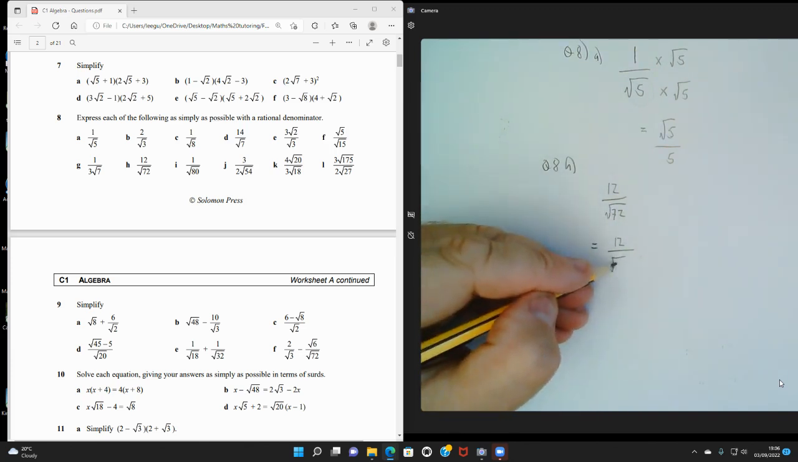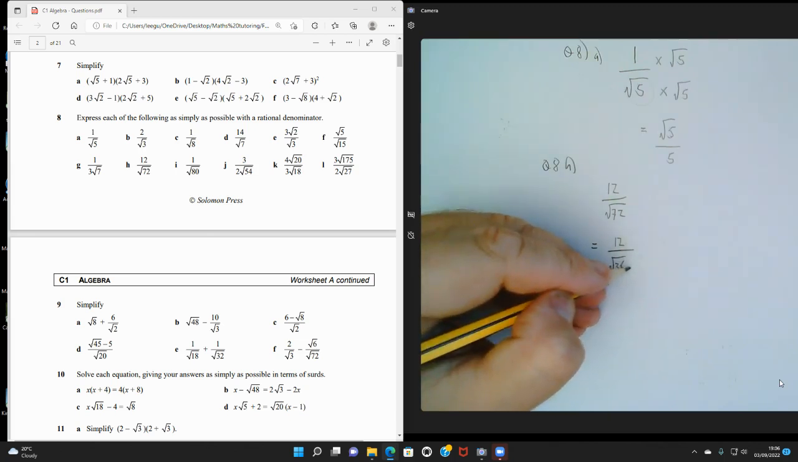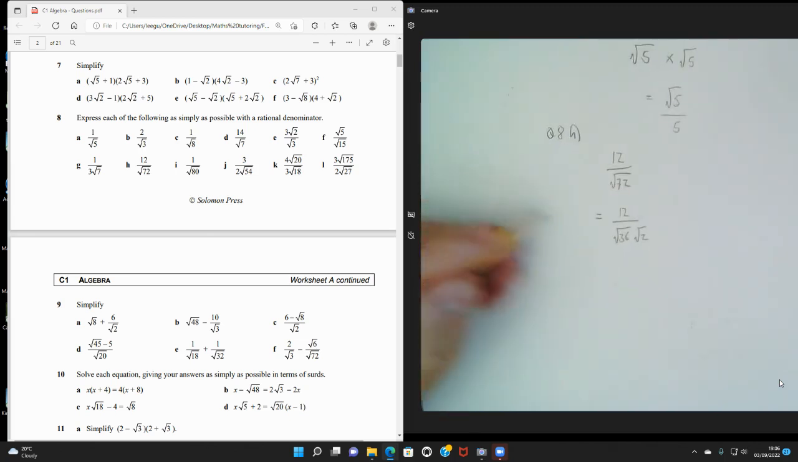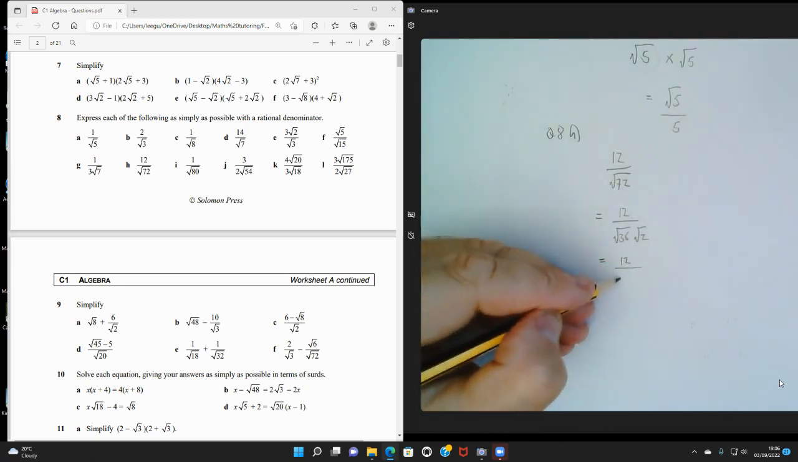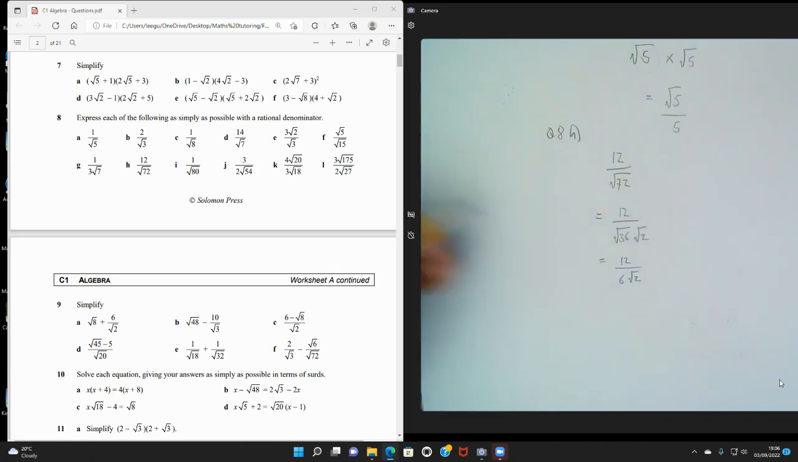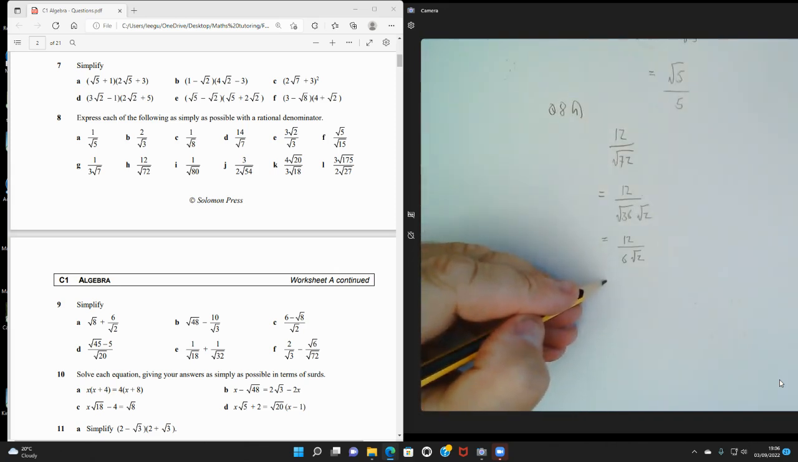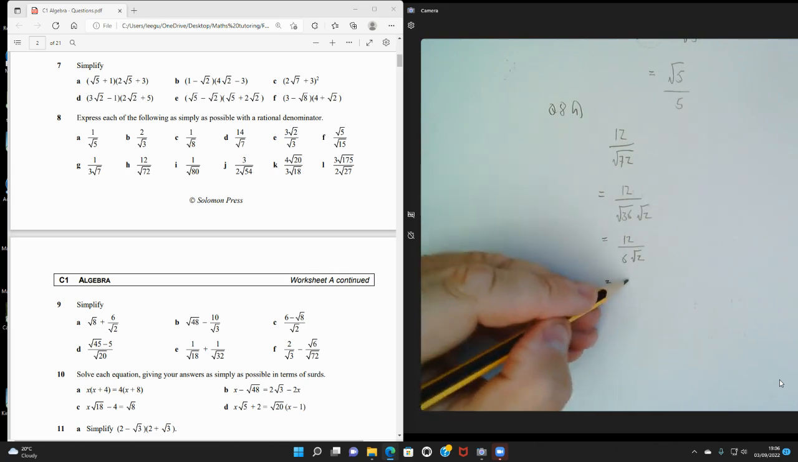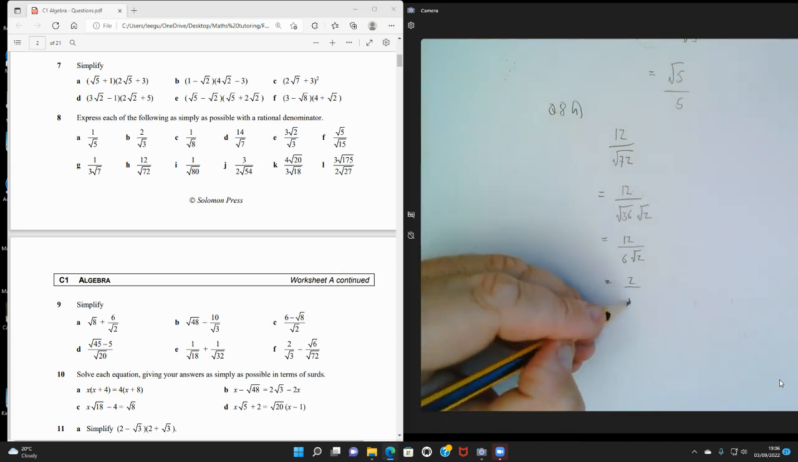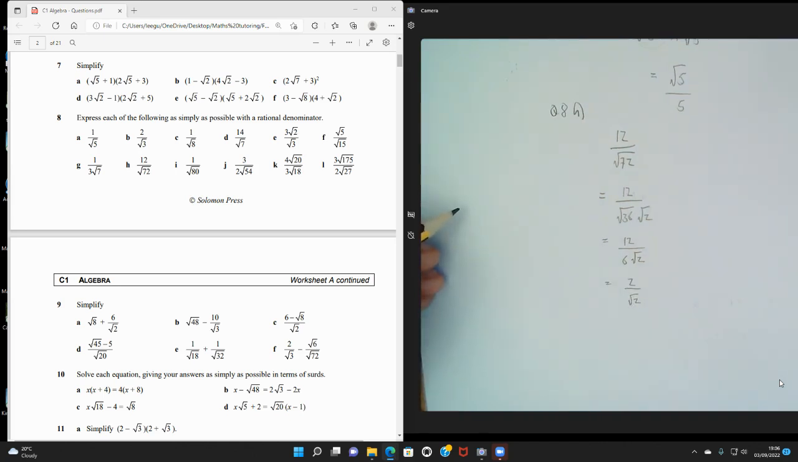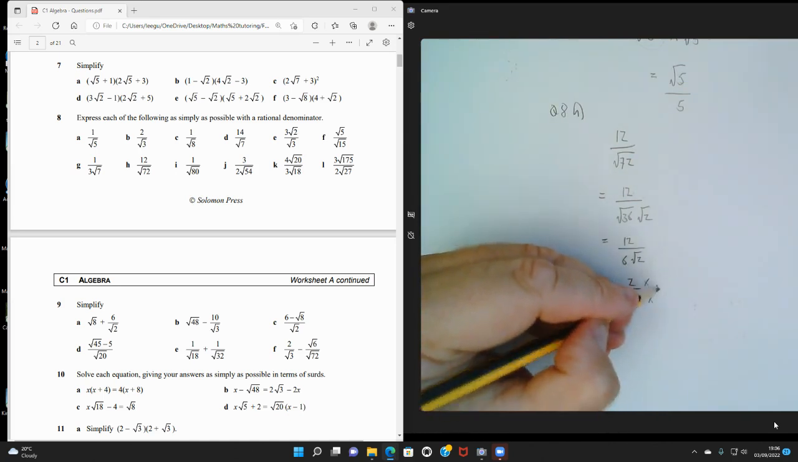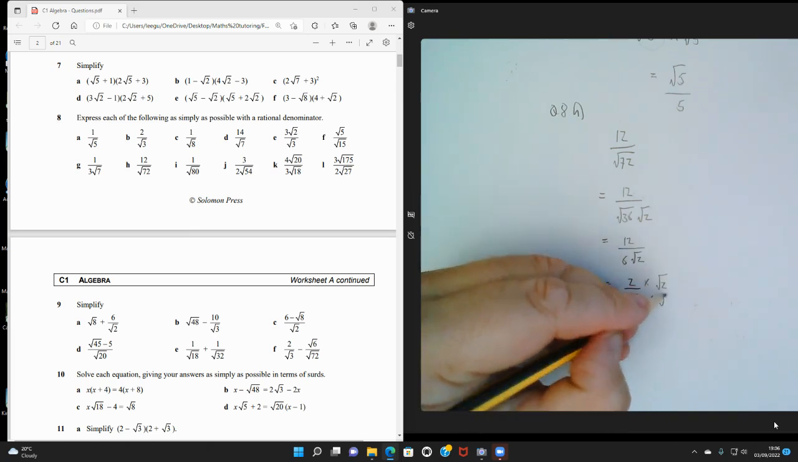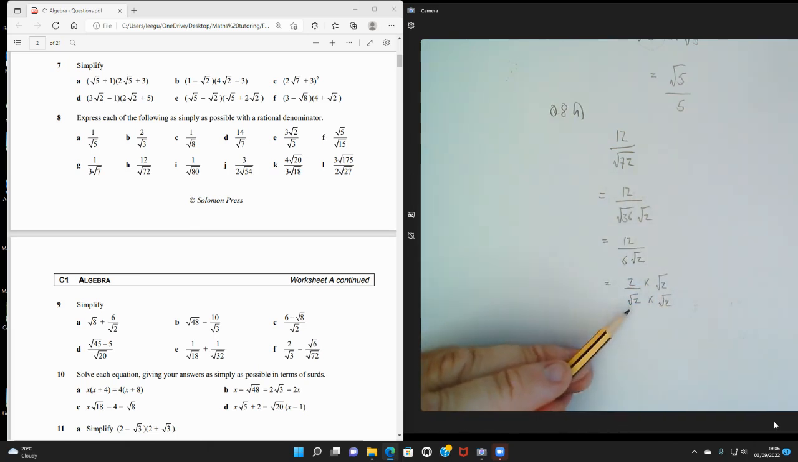So root 72 is root 36 times root 2. And root 36 is 6, so that is 12 over 6 root 2. This one simplifies nicely because 12 divided by 6 is 2. So this is 2 over root 2. And you can see already that that's a lot nicer for us to be dealing with than trying to multiply by root 72. So we multiply the numerator and the denominator by the surd that's here, the root 2.